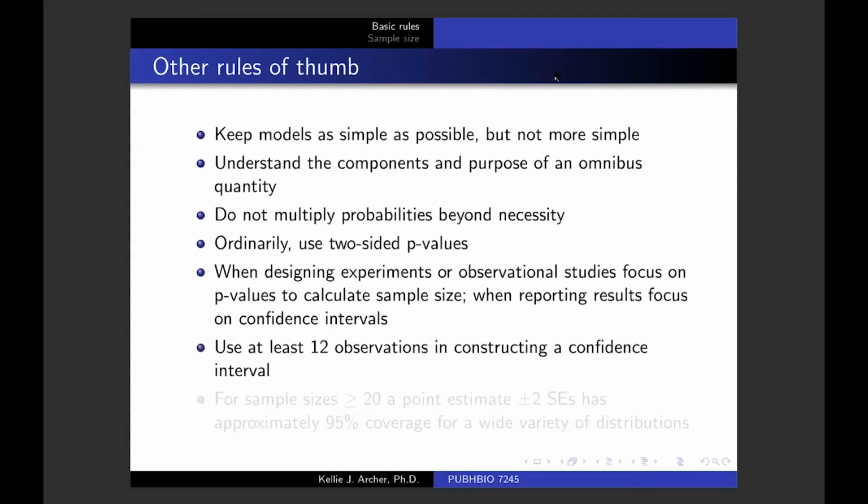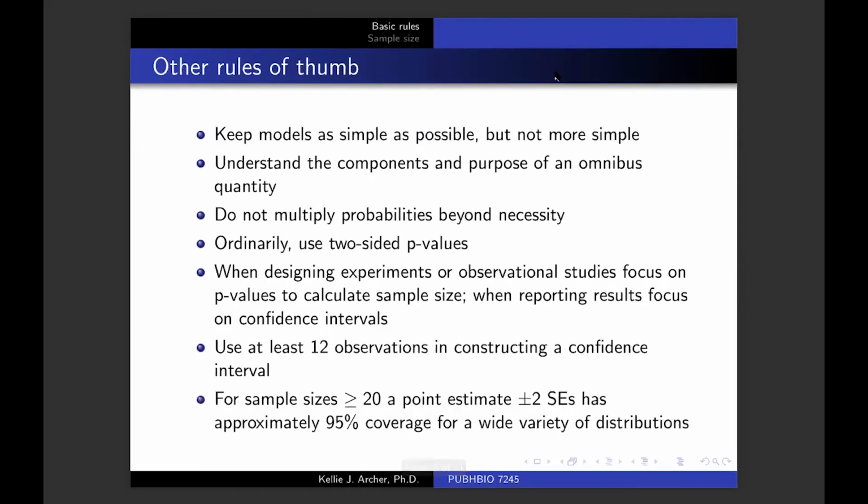Use at least 12 observations in constructing a confidence interval. The basic elements determining a confidence interval are sample size, an estimate of variability, and a pivotal variable associated with the estimate of variability. The width of a confidence interval involving estimation of variability and sample size decreases rapidly until 12 observations are reached, and then decreases less rapidly. The reciprocal of the square root provides a nonlinear drop-off.